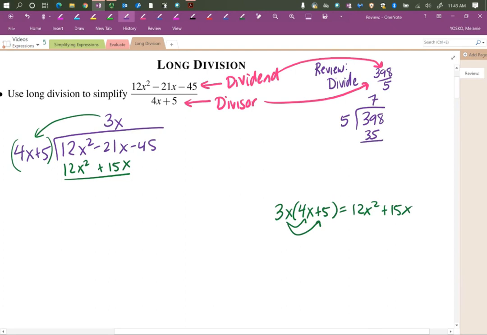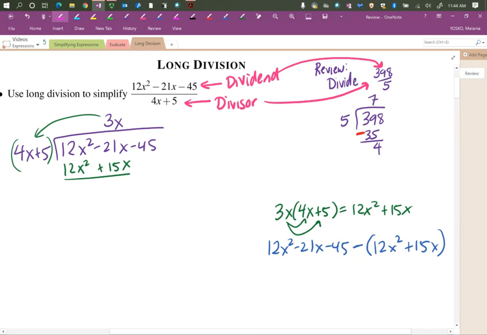So when you were doing this a long time ago, you would go through and say, well, I'm going to subtract this. So then you did 39 minus 35, and you got 4. So we're going to do the same thing over here. We're going to subtract. But we have to be careful. We have this expression, and we're subtracting this entire expression. So it's like we have 12x squared minus 21x minus 45, subtracting the whole expression underneath, not just the first term. So we have to be really careful when we're subtracting an expression.